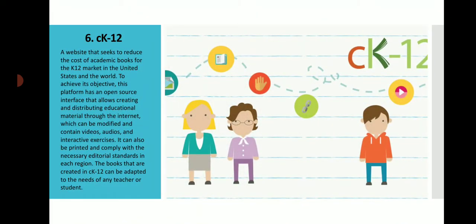Number 6. CK-12, a website that seeks to reduce the cost of academic books for the K-12 market in the United States and the world. To achieve its objective, this platform has an open source interface that allows creating and distributing educational materials through the internet, which can be modified and contain videos, audios, and interactive exercises. It can also be printed and comply with the necessary editorial standards in each region. The books that are created in CK-12 can be adapted to the needs of any teacher or student.